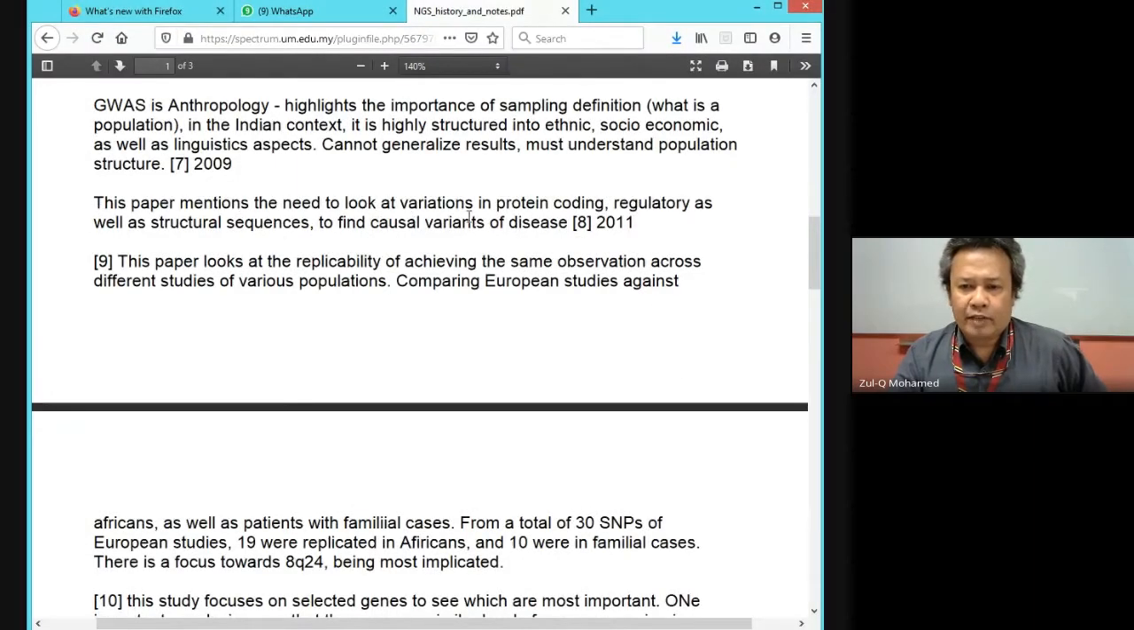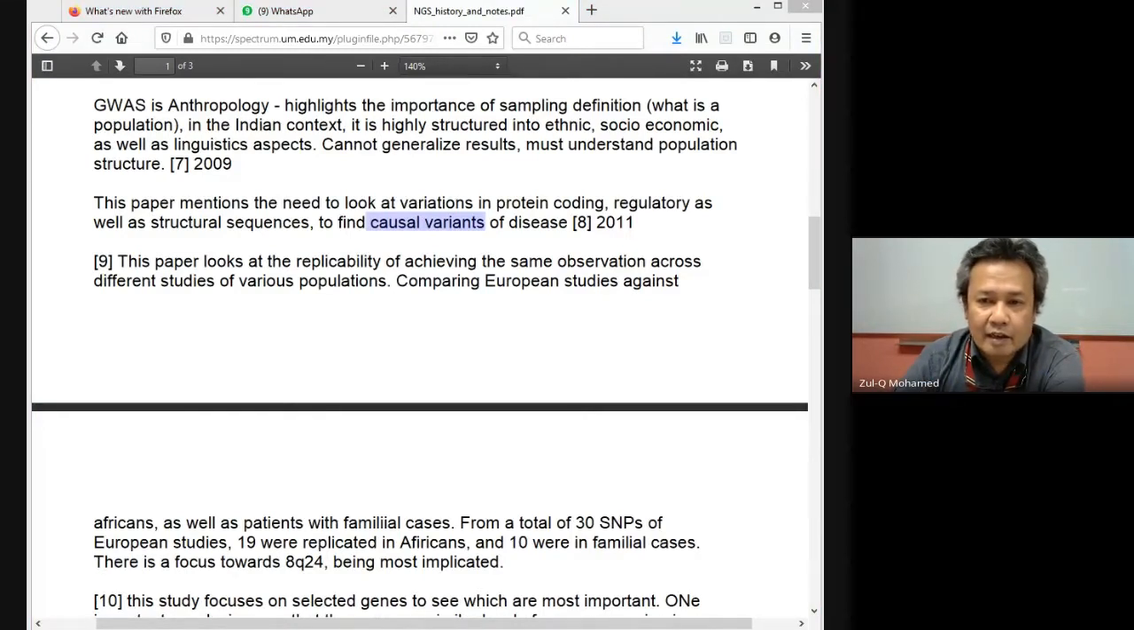A 2011 paper mentions the need to look at variations in protein coding, regulatory, as well as structures. Now it uses the term causal variance. When you do NGS studies, more often than not, you will get maybe 100 different SNPs, and perhaps 50 something are actually linked and so on. But you're not yet able to pinpoint which are the ones that really matter.